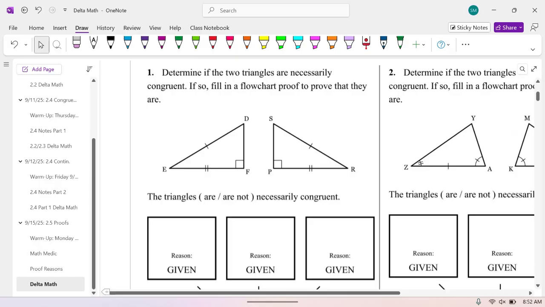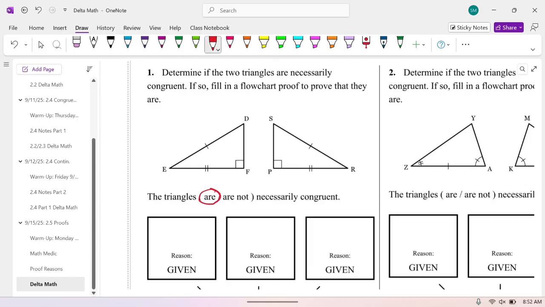So we're going to look at number 1 together. So we're going to determine if the two triangles are necessarily congruent. If so, fill in the flowchart proof to prove that they are. So first off, just at first glance, do you think these triangles are congruent? Yes. So we're claiming that yes, they are congruent.